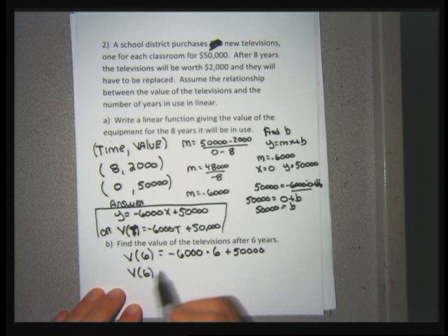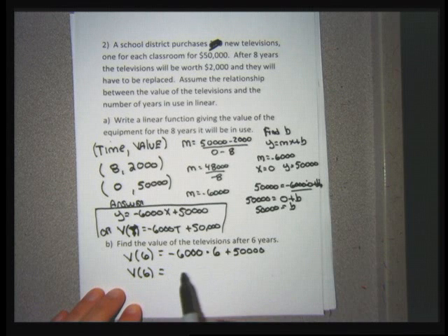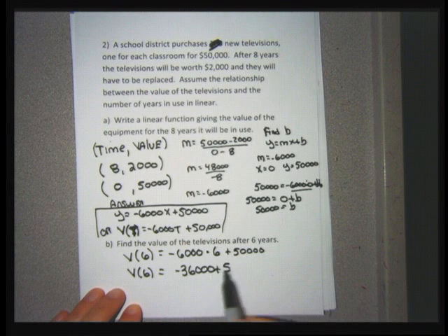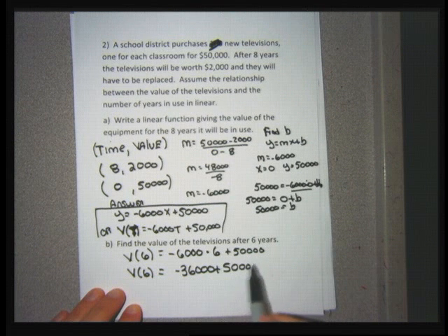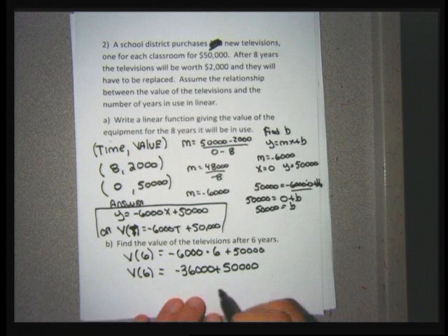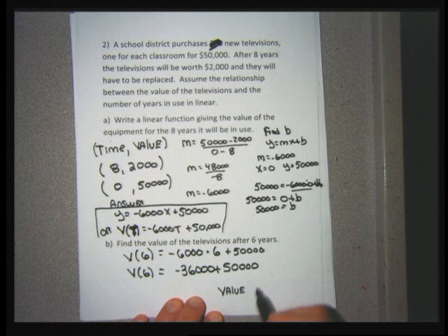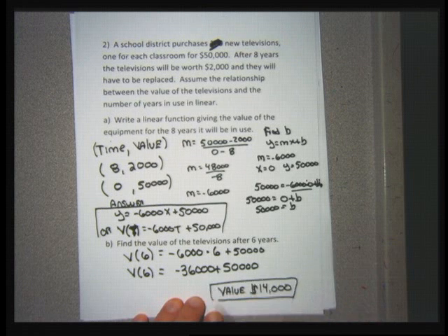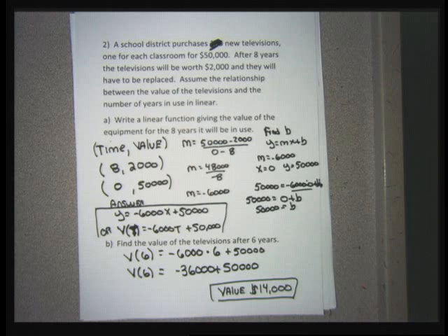If I do the math there, negative 6,000 times 6 is negative 36,000. And negative 36,000 plus 50,000, I get $14,000. So the value after 6 years is going to be $14,000. And that would be completely adequate for part B of question 2.